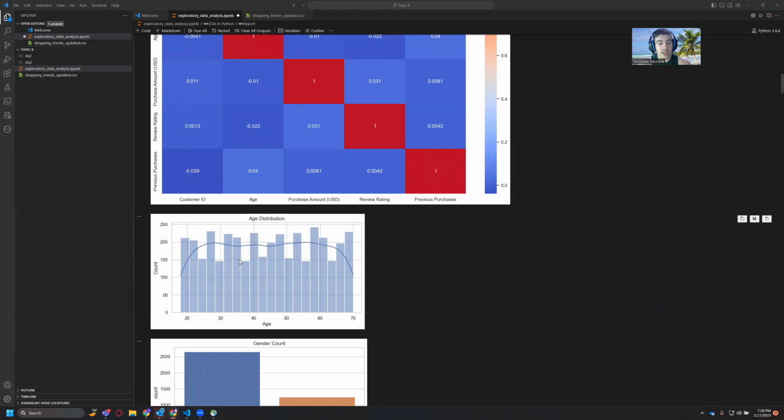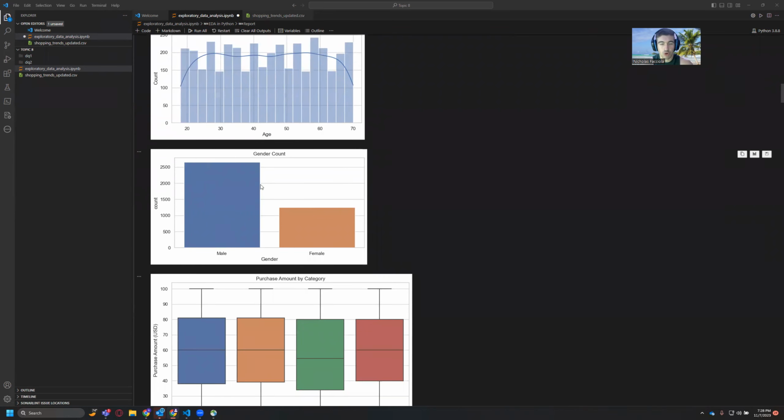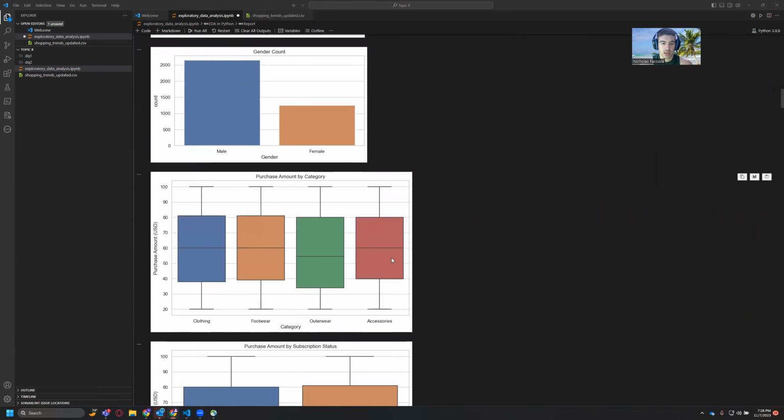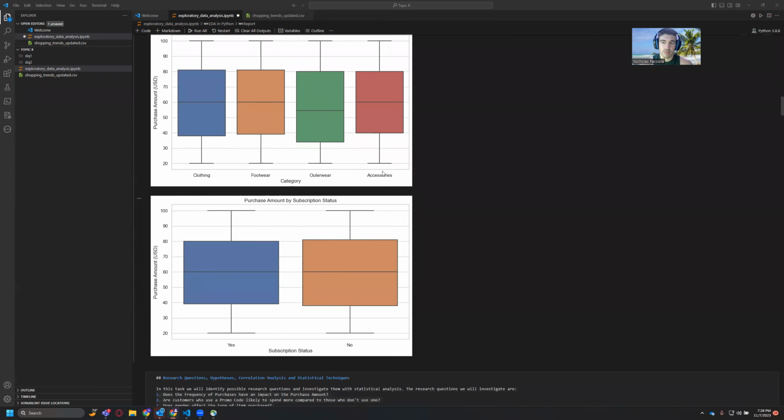This is a distribution of the ages of the participants in our survey, so very wide distribution. Seems that it's about normal for each of these numbers, almost identical for each age. Then we look at the gender count, many more men than women in this study. And then we look at the purchase amount by category as well as the purchase amount by subscription status. So from here, we're seeing that the medians look like they're very close together for each category and subscription status, but we can't mathematically confirm anything just by eyeballing it.